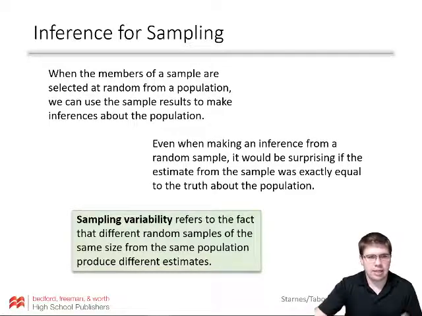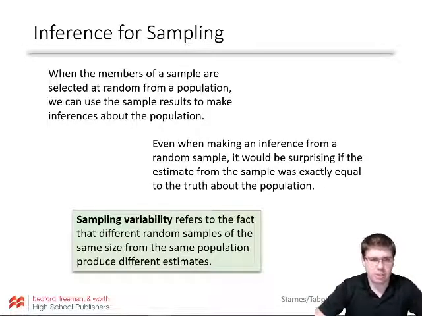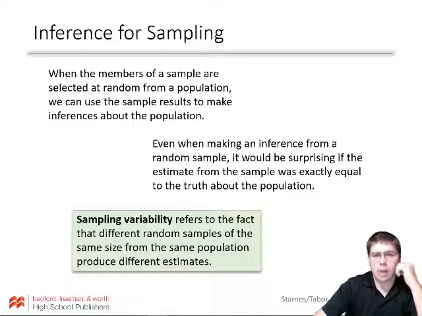This is the idea that if you repeated that process and got another random sample, you're going to get a different set of individuals from that population, and you're going to get a different estimate. If you keep measuring the mean, you're going to get different x-bars each time. If you keep measuring a proportion, you'll get different sample proportions each time. It won't be the exact same every time. And so we have to recognize that in our sample.